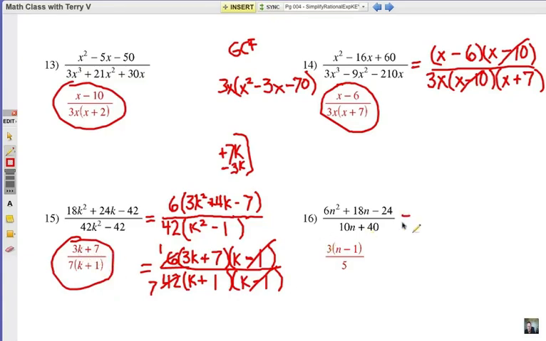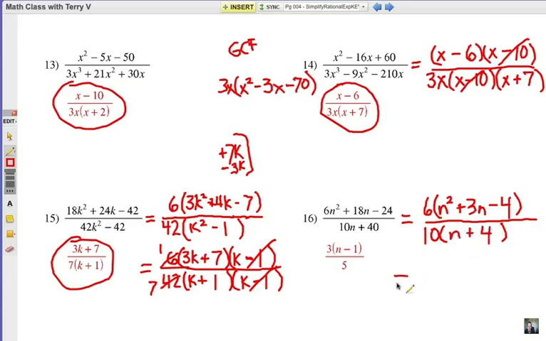Alright, number 16. Again, let's factor out a 6 here as a common, greatest common factor of 6 on the top. And it looks like a 10 can be factored out on the bottom. And if we factor out a 6 on the top trinomial there, that'll leave n squared plus 3n minus 4. On the bottom, that will leave me with n plus 4. All right. Well, let's factor this trinomial.